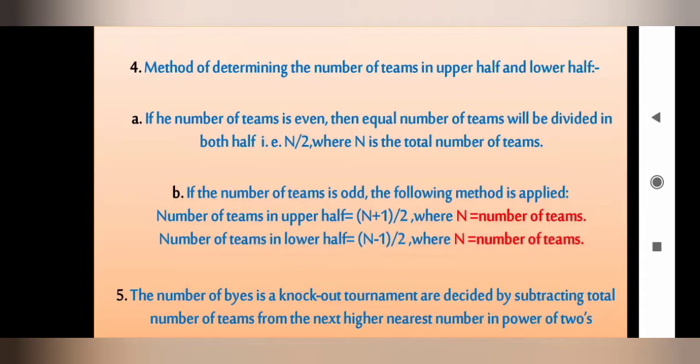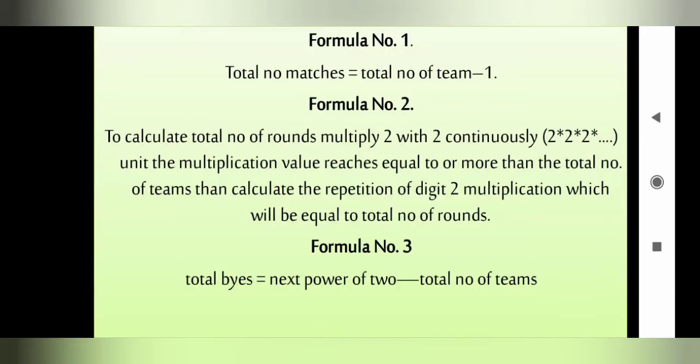Okay, so let's move to the next page. On the next page, the first formula we use is for the total number of matches. The formula is total number of teams minus 1. The second formula is for calculating the total number of rounds: multiply 2 with 2 continuously until the multiplication value reaches equal to or more than the total number of teams. The number of repetitions of this multiplication will be equal to the total number of rounds.